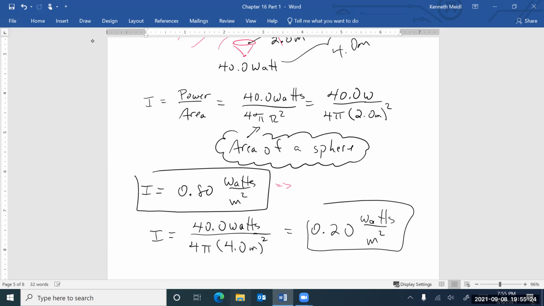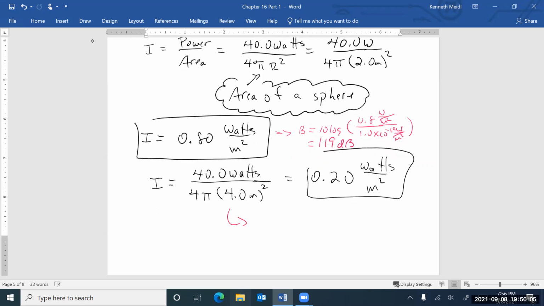Now on the decibel scale: 10 times log of 0.8 watts per square meter on top, and on the bottom 1 times 10 to the minus 12 watts per square meter. See where that falls on the decibel scale. So 0.8 divided by 1 times 10 to the minus 12. See if you can work along here. I think this is about 119.